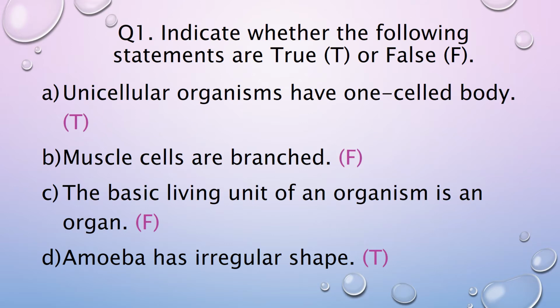C is the basic living unit of an organism is an organ. This statement is false. The basic living unit of an organism is a cell. D is amoeba has irregular shape. This statement is true. Amoeba keeps on changing its shape.